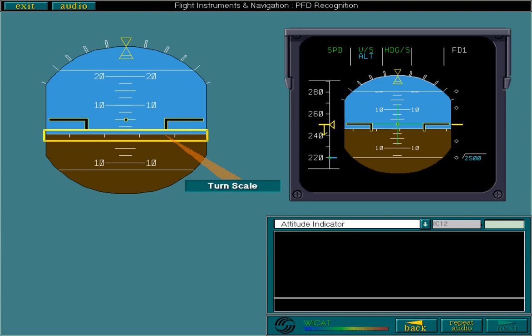There is a turn scale on the horizon line. This shows the horizon move in relation to the aircraft. It is marked in increments of 10 degrees. Select the forward arrow to see it move.